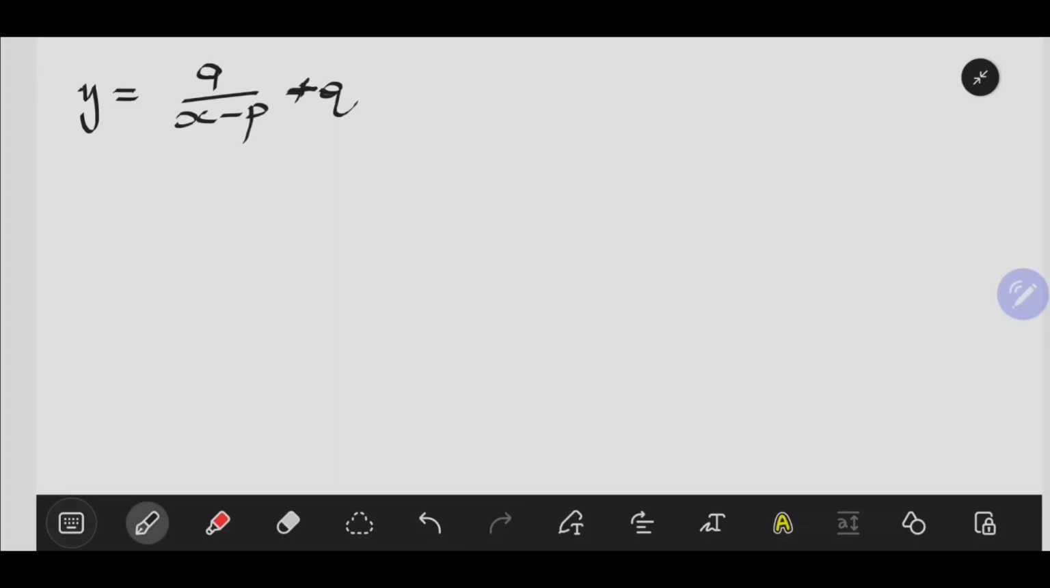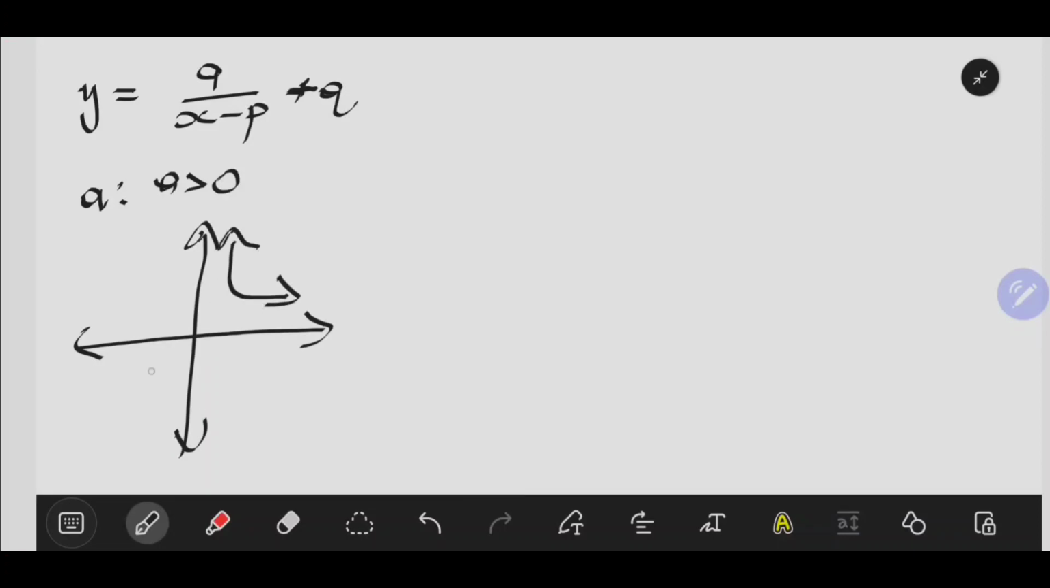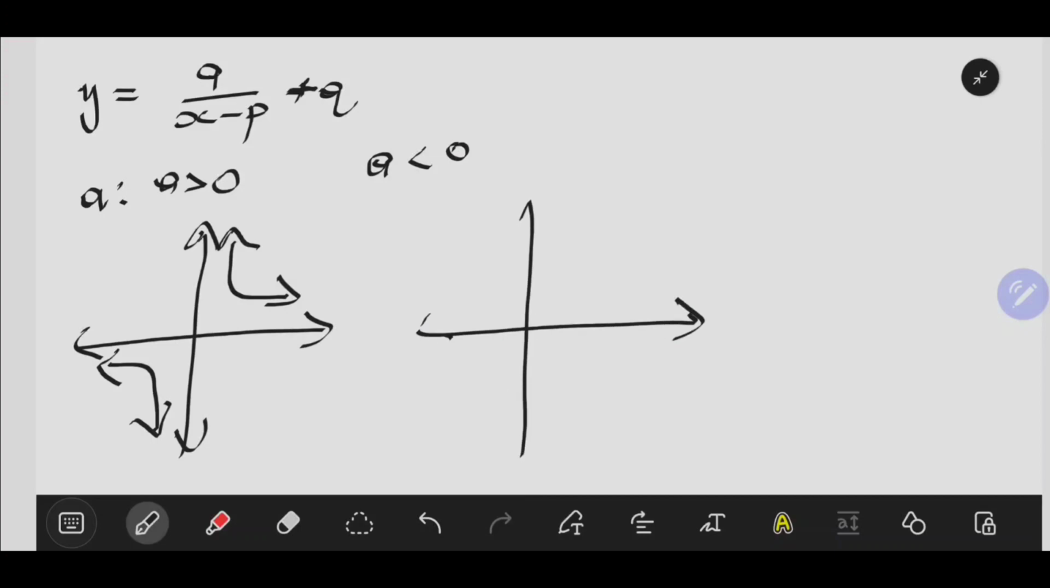So when we check on the coefficients or the constants that are in this formula, the value of a determines the shape or the position of the graph. So if a is greater than 0, if a is positive, then our graphs will be in the first and the third quadrant. And then if a is less than 0, whereby a is negative, then on your Cartesian plane, your graph will be in the second quadrant and the fourth quadrant.